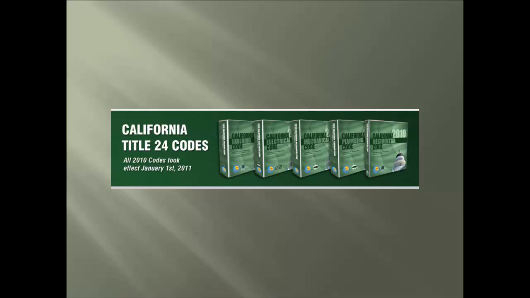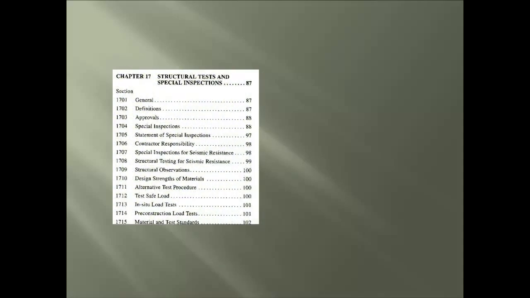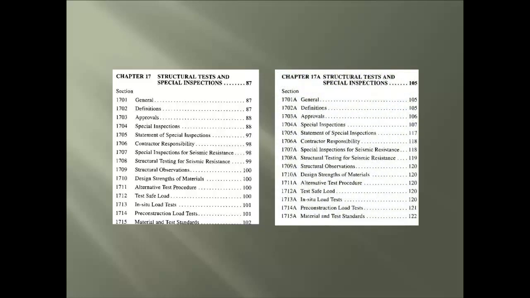First, as we said earlier, there is a code for every aspect of the construction industry, from structural to residential phases. Now we will take a closer look at Chapter 17, Structural Tests and Special Inspections. Here we see the sections covered in this chapter. But do you know there is another form of Chapter 17? Notice the A. And what is the difference between these two?